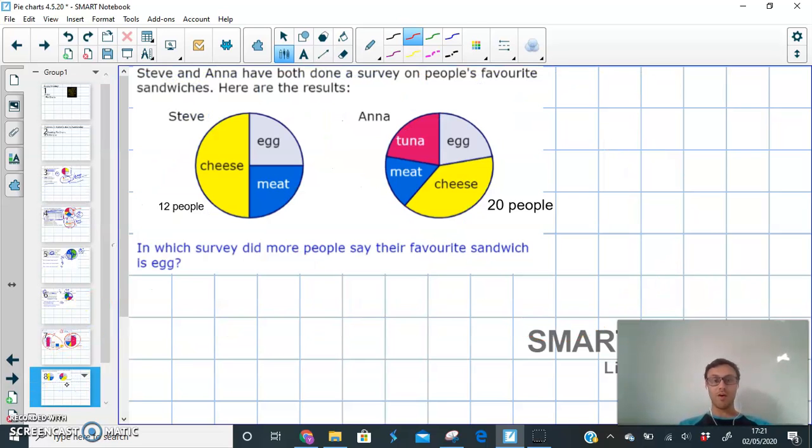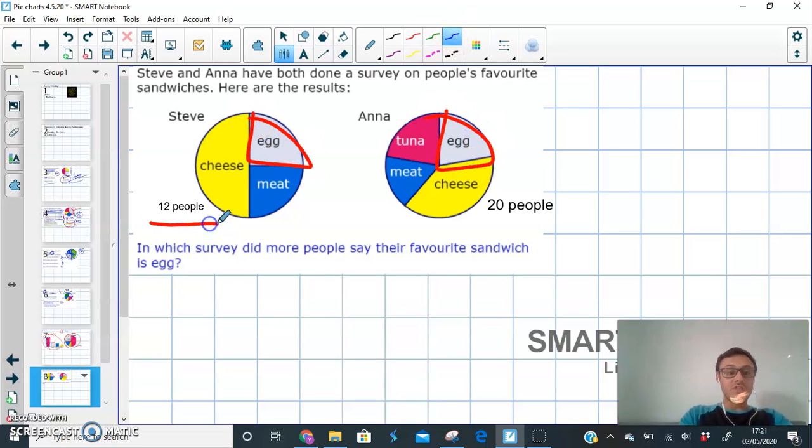Now, Steve and Anna both have a survey on people's favourite sandwiches. Here are their results. We can see Steve asked 12 people and Anna asked 20 people. In which survey did more people say their favourite sandwich is egg? So I'm only interested in egg, which is here and here. Well, we know that Steve asked 12 people, whereas Anna asked 20 people, so we must bear that in mind.